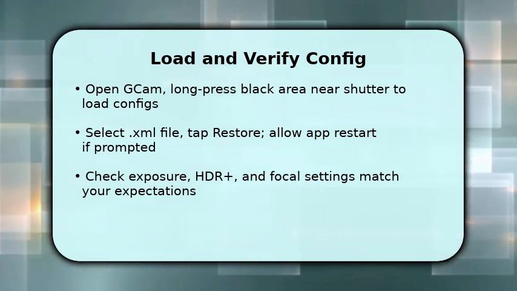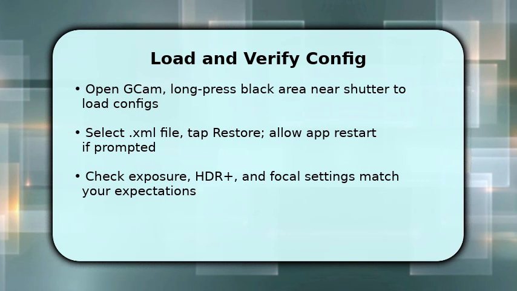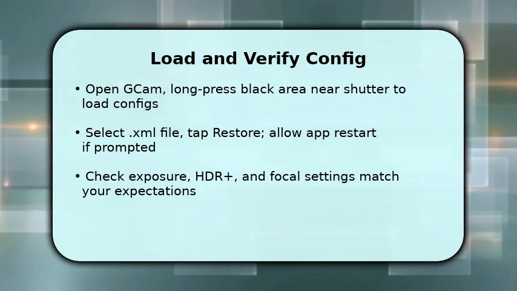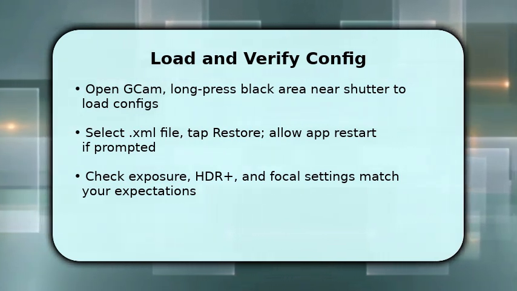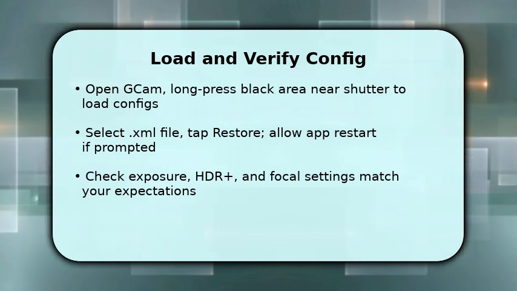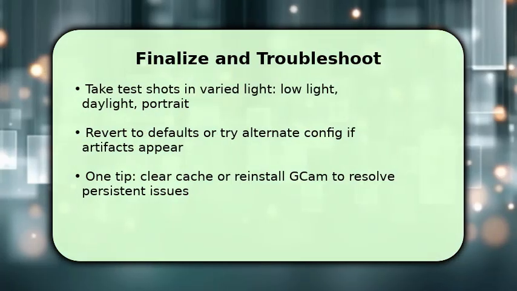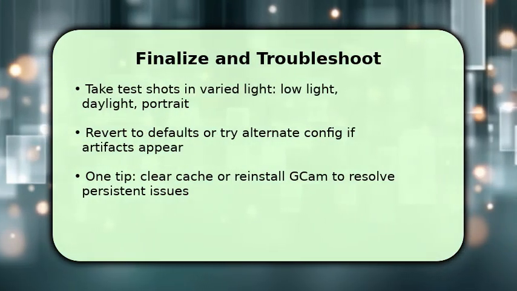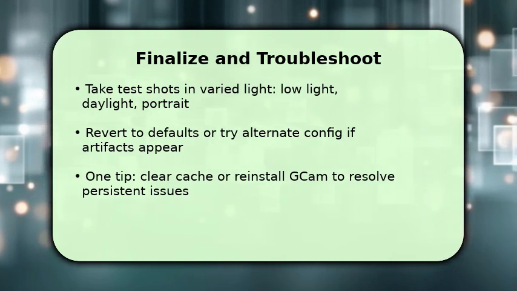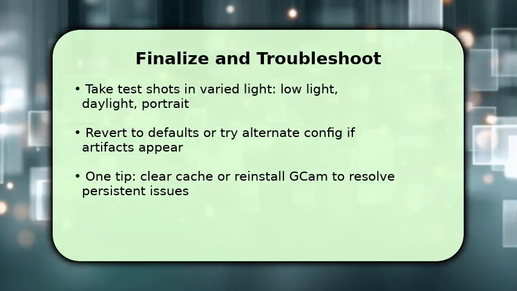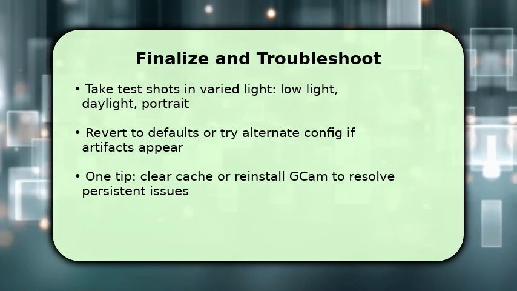config matches your hardware. If something looks off, you can reload a different config or adjust in-app options before moving on to final tests. You finish by taking several test photos in different lighting conditions: low light, daylight, and portrait, to confirm performance. Once done, inspect for artifacts like blown highlights, color shifts, or crashing.